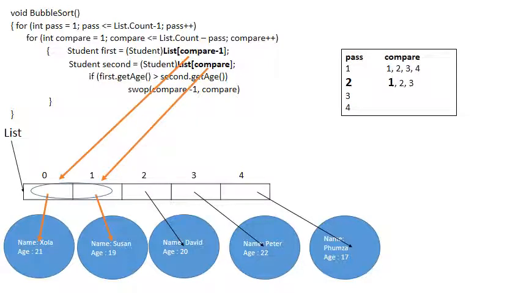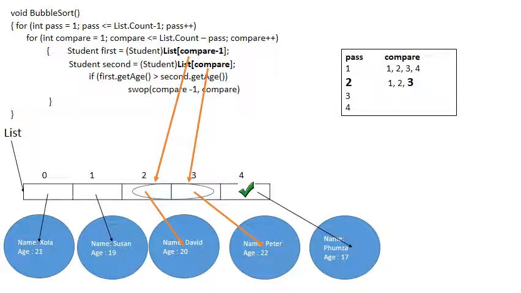So let's see what happens when we start the second pass and the first comparison. So pass will have the value 2, and again compare starts at 1. The for loop always starts at 1 for compare. So we're now comparing compare minus 1 and compare. And that again is elements 0 and 1 in the list.